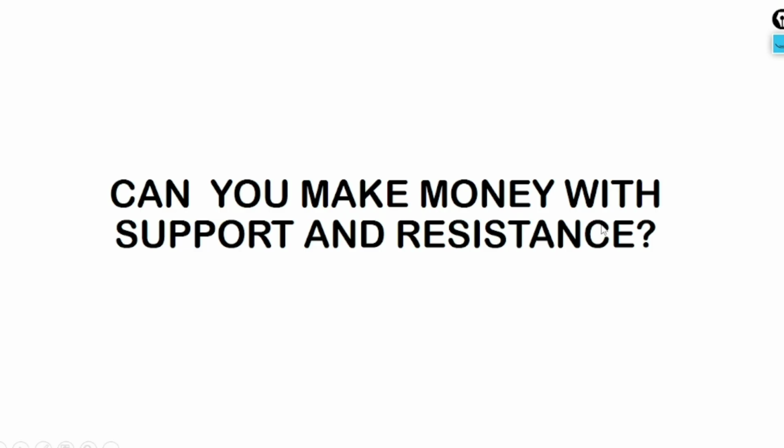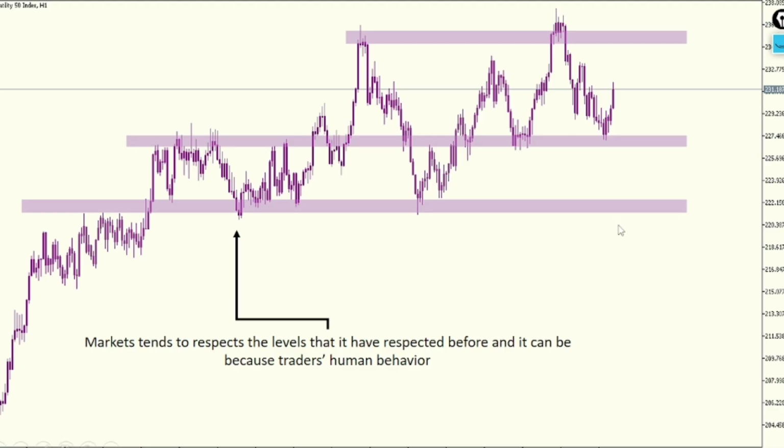So the question that we all have is, can you make money with support and resistance, right? If you go into your charts and look back into the market, you are going to see that most of the time the market will react to a level which it has reacted on earlier, right? So for example, you can see the market was moving right here and then reversed from this zone. It went up and reacted from this zone.